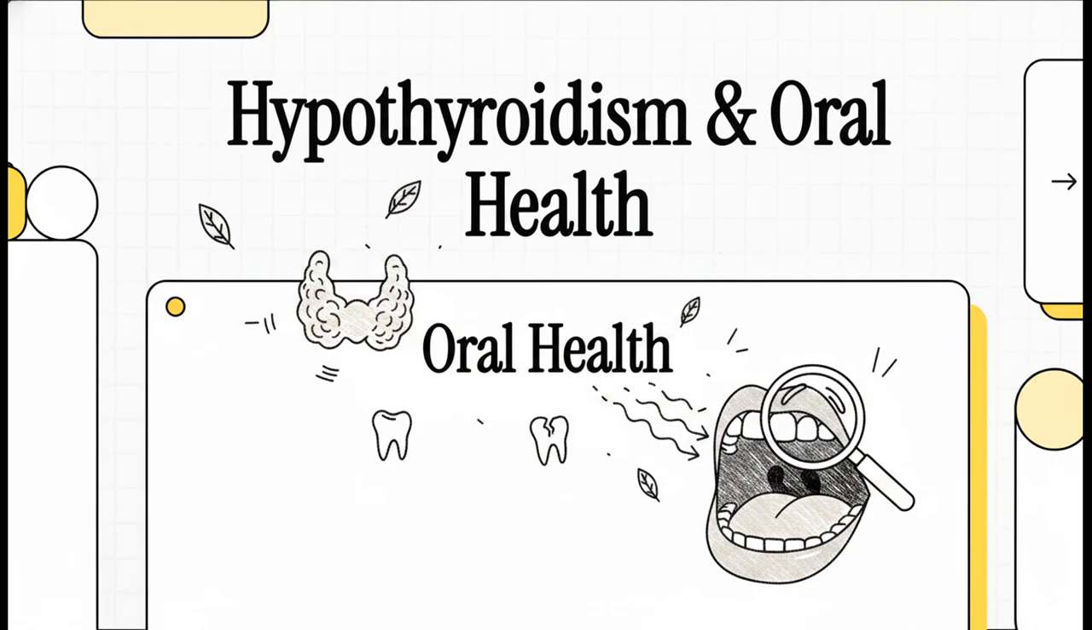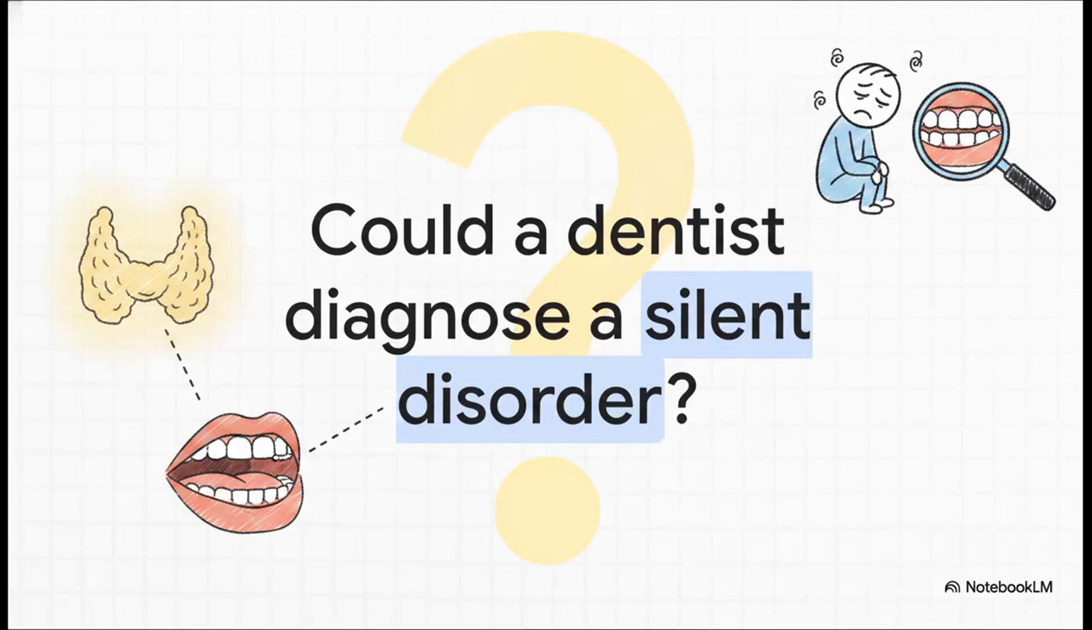Welcome to this introductory explainer focusing on the oral manifestations of hypothyroidism. It's pretty wild to think about, right? A systemic endocrine disorder acting like a silent saboteur right inside the mouth. It's a truly fascinating topic that bridges the gap between systemic medicine and what we see every single day in dental practice.